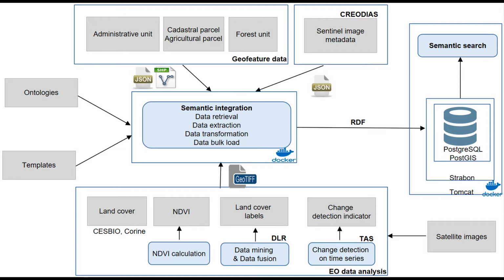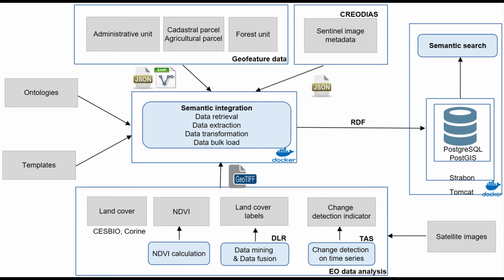The former performs an ETL process to semantically integrate raster data, such as Open Land Cover Data, NDVI, land cover labels from DLR, change detector indicator from TALS, and geovector data, such as administrative units, cadastre parcels or forest units. This is done using ontologies describing the sources and templates defining the mappings between data sources and ontology elements.